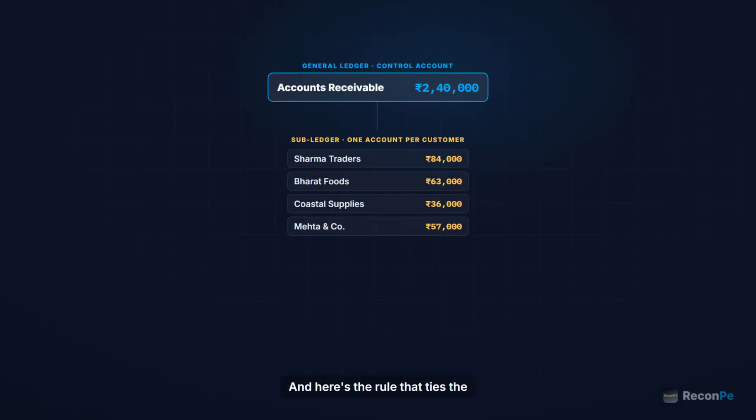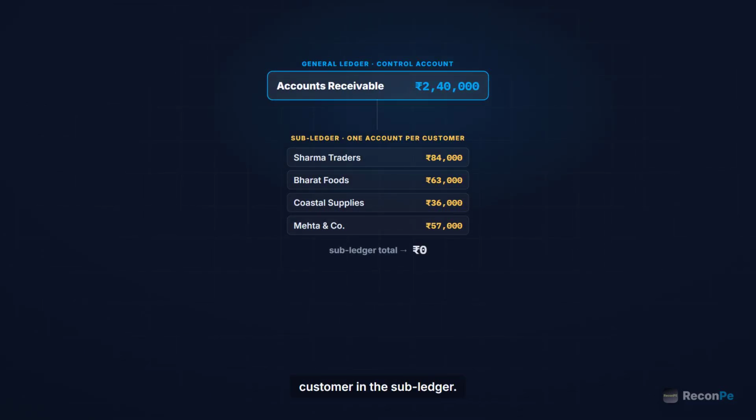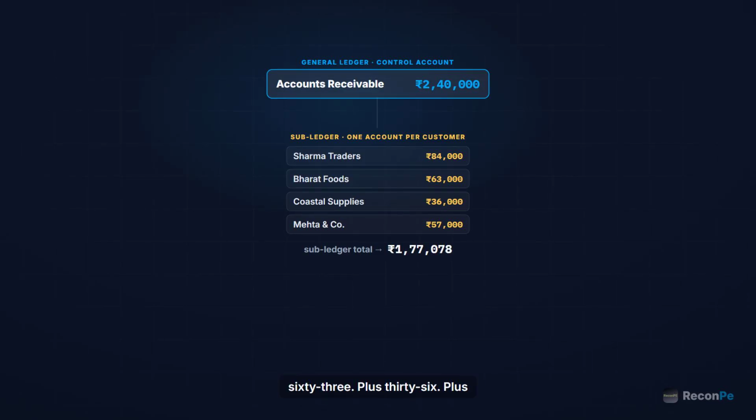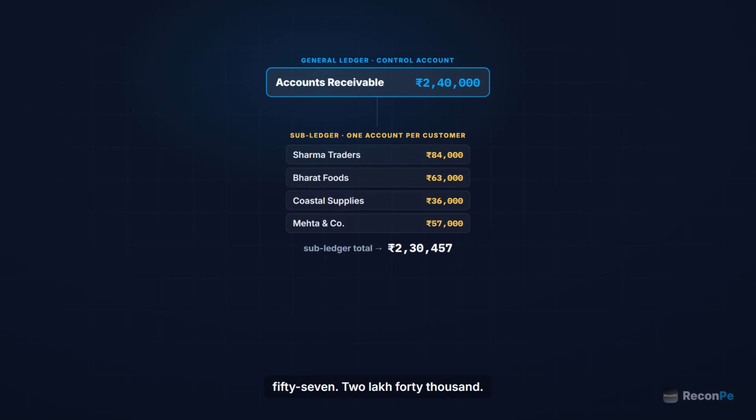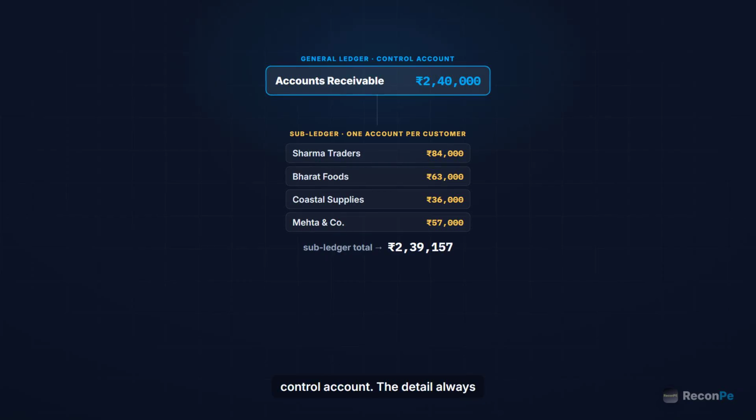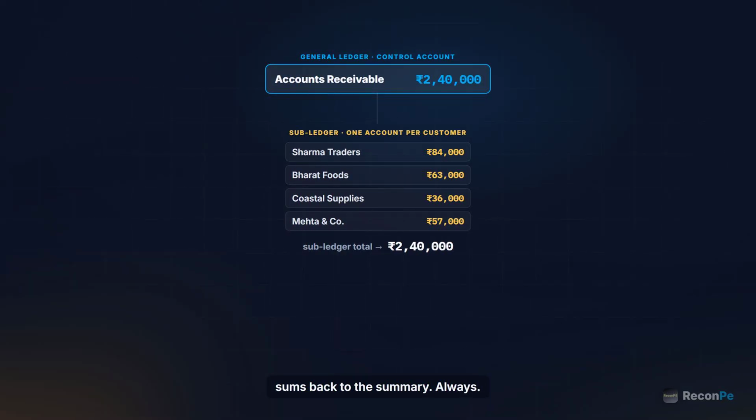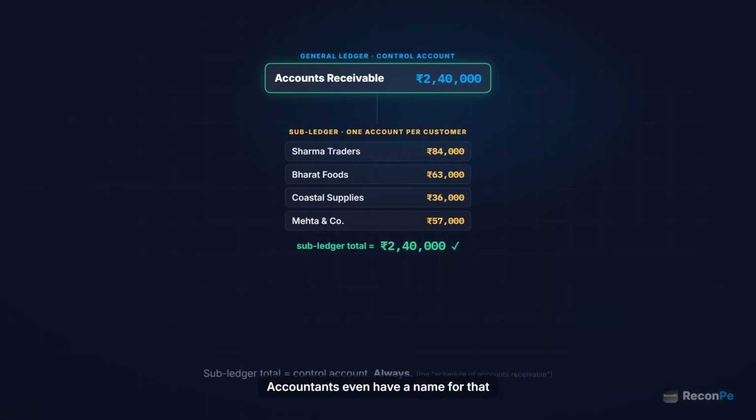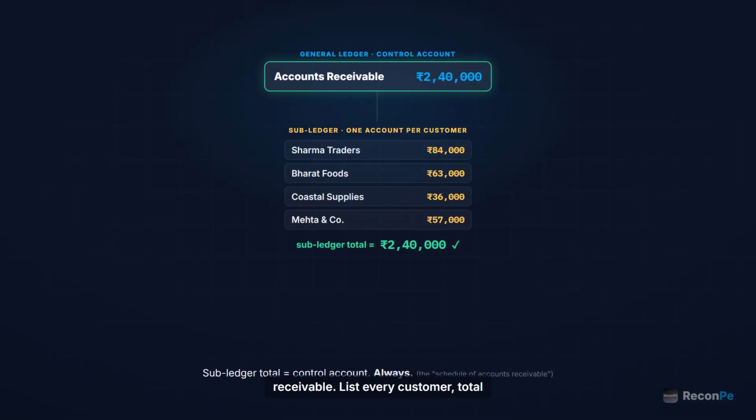And here's the rule that ties the whole thing together. Add up every customer in the sub-ledger. 84,000 plus 63 plus 36 plus 57, 2,40,000. The exact same number sitting in the control account. The detail always sums back to the summary. Always. Accountants even have a name for that proof. The Schedule of Accounts Receivable.